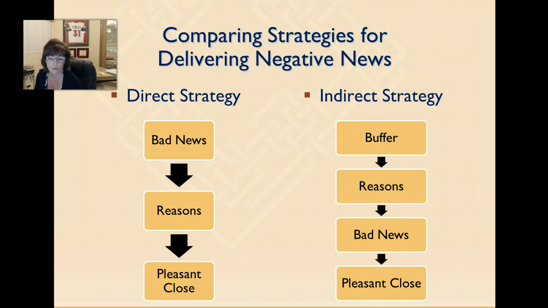In the second step, reason or reasons for the bad news, it is good to explain why the request must be denied. Avoid using negative language, such as unfortunately or impossible. It is helpful to show how your decision benefits the receiver or others if that's possible.